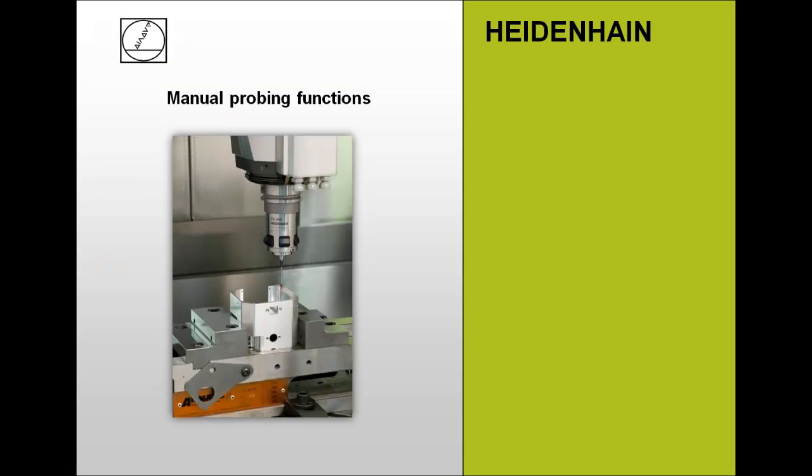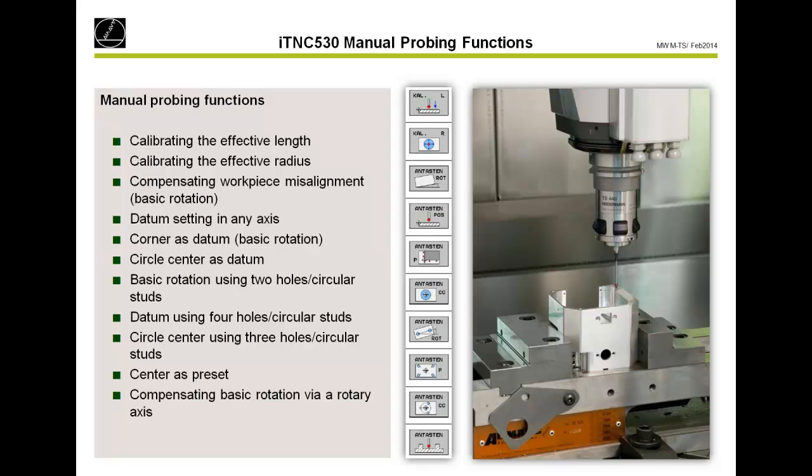So now the manual probing functions. There we have different probing functions. The first two are for calibration, the length and the radius. Then we have different probing functions for probing rotation, so the basic rotation with two drillings, or we can also do compensation of the basic rotation with the table. And we also have different functions for set datum.